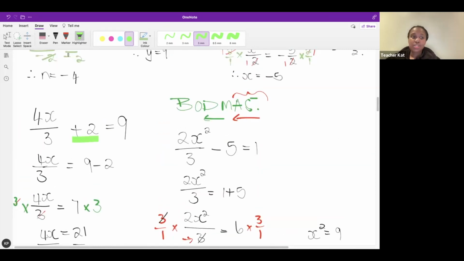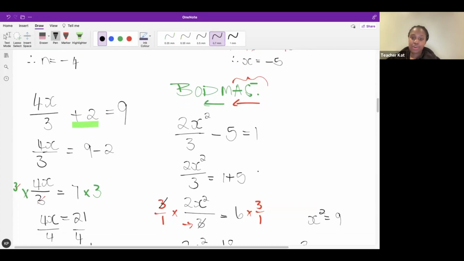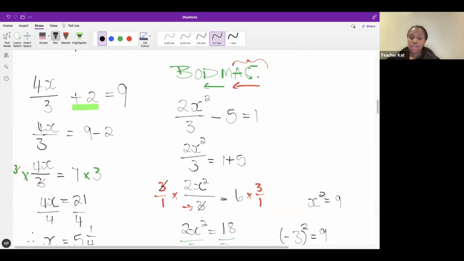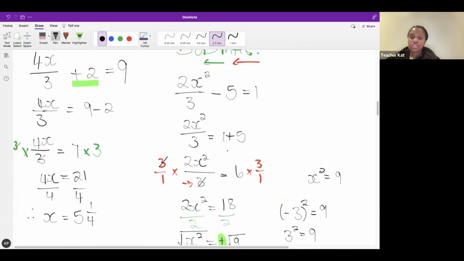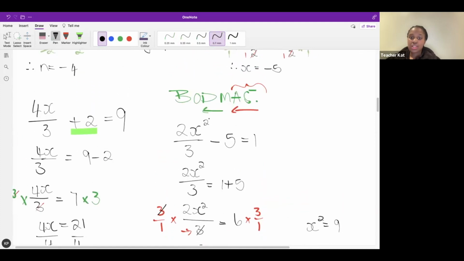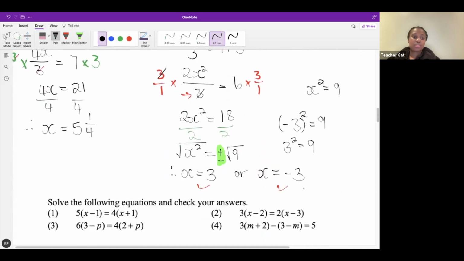So let me see what we said about BODMAS. All right, we started with addition and subtraction. Then we went to division and multiplication. Then we went to exponents. So if you just work backwards, inverse operation, meaning inverse BODMAS, then you're fine.